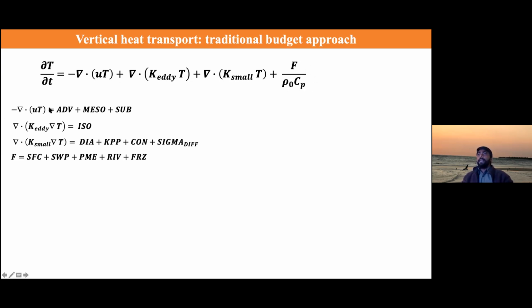This term is again the sum of the resolved advection and parameterized mesoscale and submesoscale advection due to eddies. And this is eddy diffusion. And this term is the vertical diffusion, KPP convection, and sigma diffusion. And F, the source and sink term, is the surface fluxes. It includes the radiative and turbulent fluxes, shortwave penetration, precipitation minus evaporation, river runoff, and frazil.